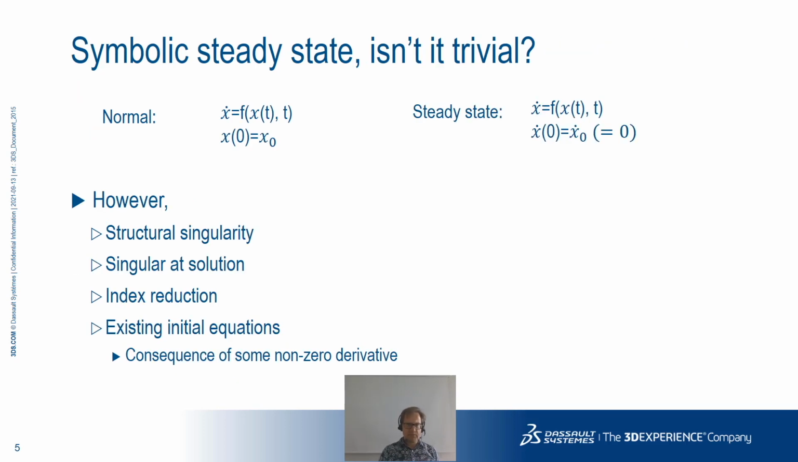So then we can do the symbolic steady state. I wouldn't say this is trivial, because you just take a normal problem where you have the differential equations and the states equal to the start values, and in steady state instead say the derivatives are equal to zero. However, this might cause structural singularities. It might be singular at the solution, and there are problems with index reduction. And then the normal problem isn't that simple, because you can have some initial equations, and that might cause interference.